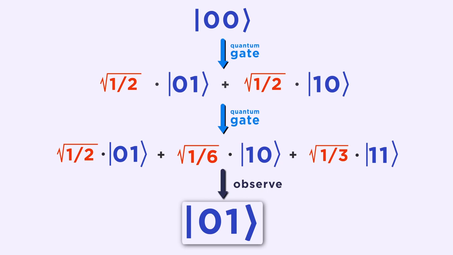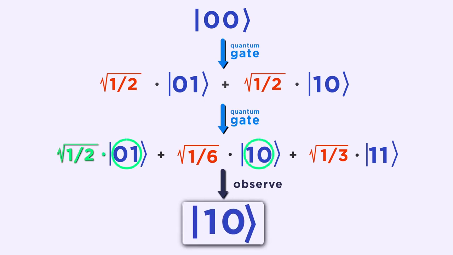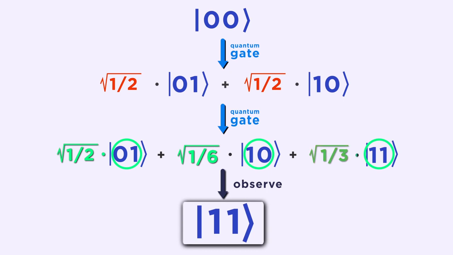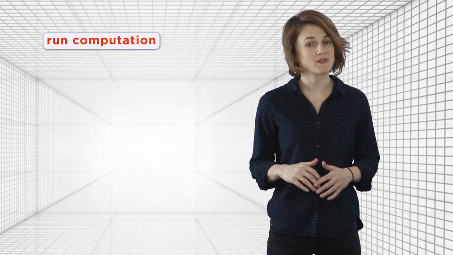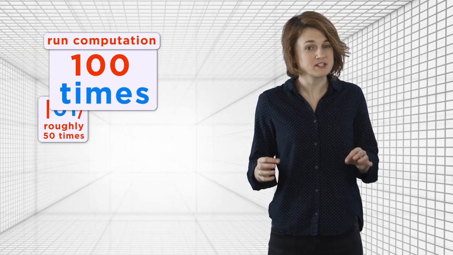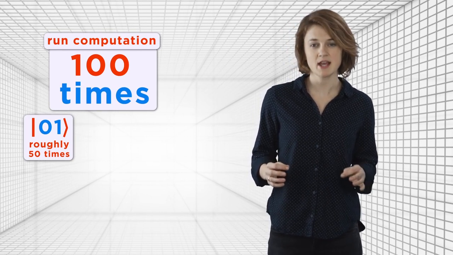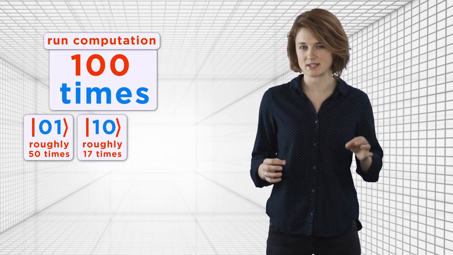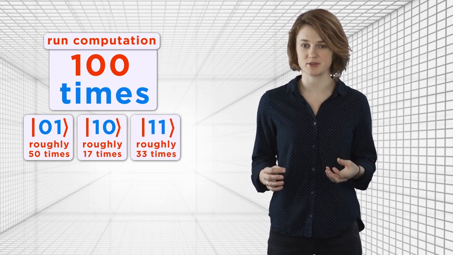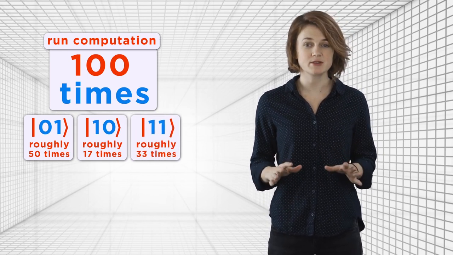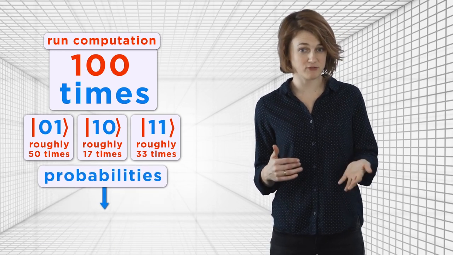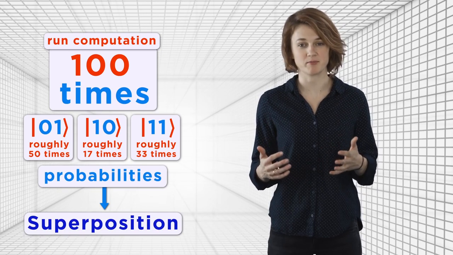If you run the same computation repeatedly, the final result will be 0 1 half the time, it'll be 1 0 1/6 of the time, and 1 1 1/3 of the time. That's what the numbers in the superposition tell you, the probability that the superposition will collapse into each basic state. So, if you run the computation 100 times, roughly 50 times it'll result in state 0 1, 17 times it'll result in state 1 0, and 33 times it'll result in state 1 1. This allows you to recover the probabilities and therefore the final superposition of the computation.